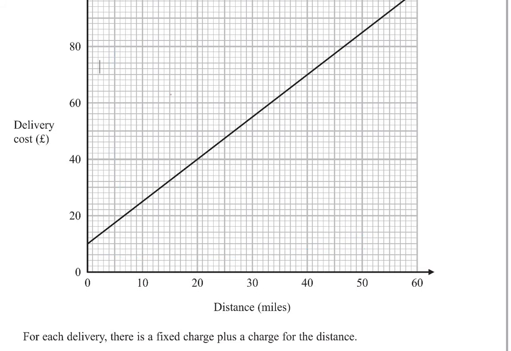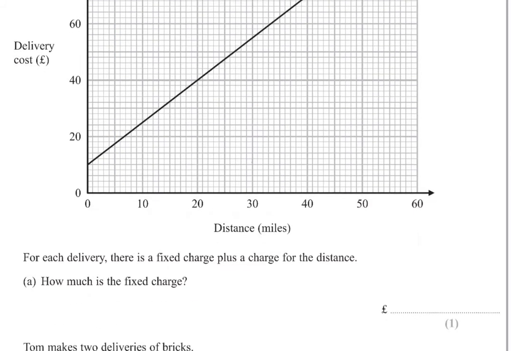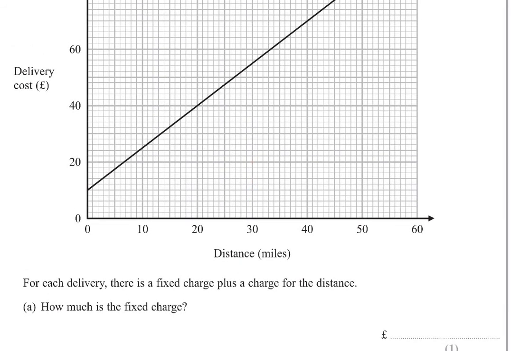So hopefully that makes sense. Now let's have a look. For each delivery there is a fixed charge plus a charge for the distance. How much is the fixed charge? Well, this is quite easy to see, because the delivery cost doesn't start at 0, it means the fixed cost must be here where it starts, and that is £10.